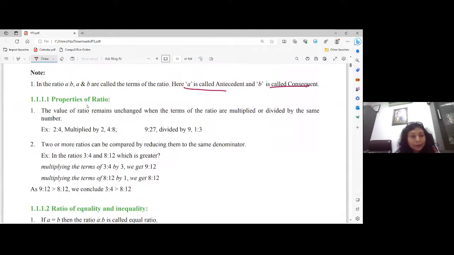So there are certain properties of ratios. What are these properties? Suppose I have the ratio x is to y. We can express it as a fraction. If we multiply both terms of the ratio by any constant, or divide both terms of the ratio by a constant, the ratio remains the same. There is no change in the ratio. This is the first property.